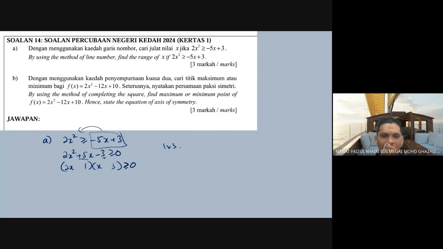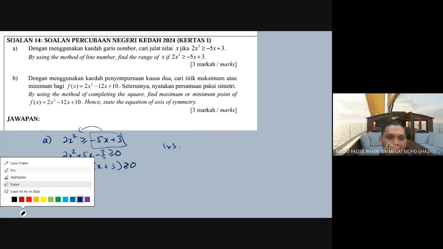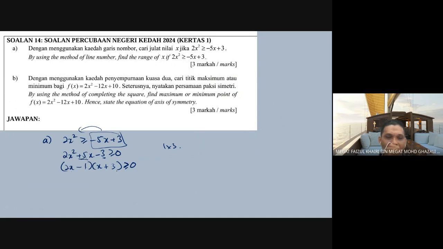The difference is 5, so this is positive and this is negative. Again, 2x times x, 2x squared. 2x times 3, that's 6x. Negative 1 times x, minus x. So 6 minus 1 equal to 5x. Negative 1 times 3 equal to negative 3. That's it. Okay, so now if I make this one an equation, then we get x equal to 1 over 2 and x equal to negative 3.